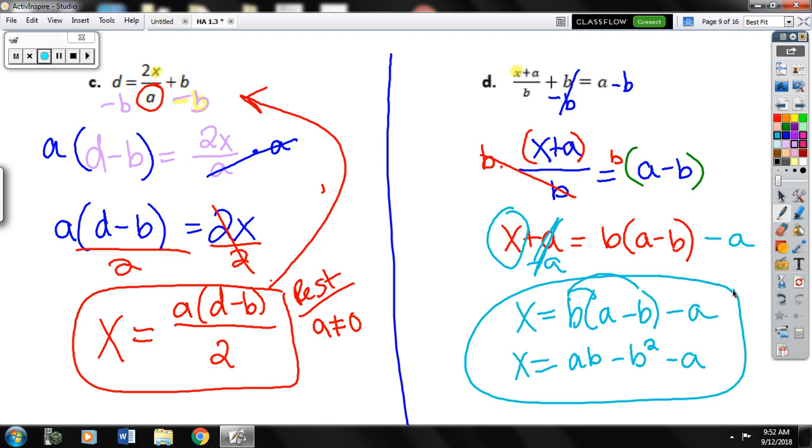Now, for our restrictions, what would our restriction be? Come on. B cannot equal 0. Perfect. No denominators down here, so if you think no restrictions, but check up here, and yes, we would say b cannot equal 0.